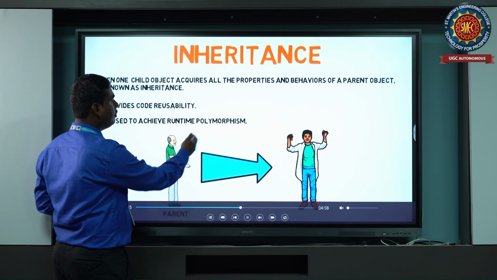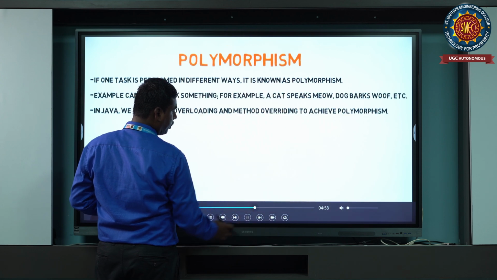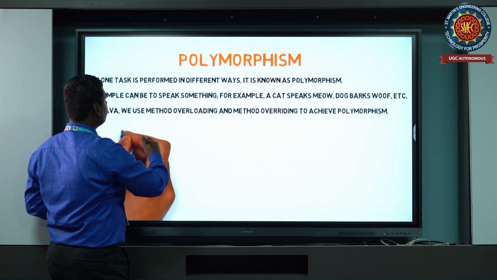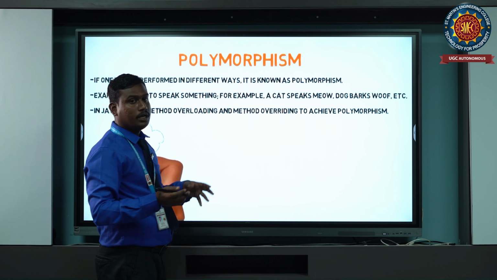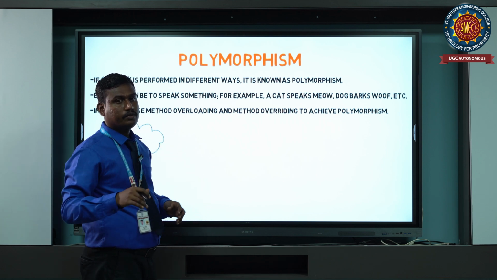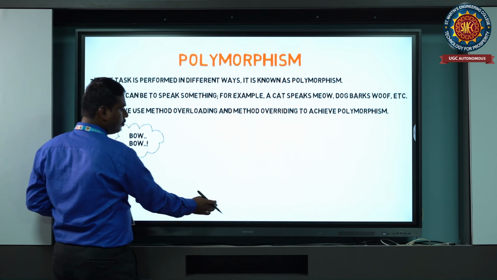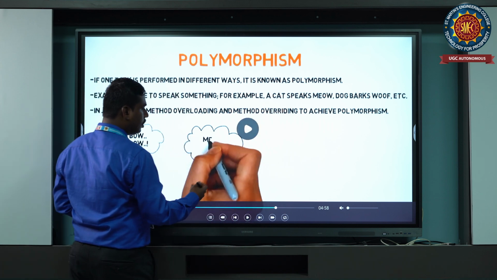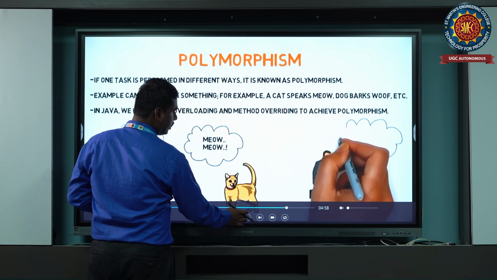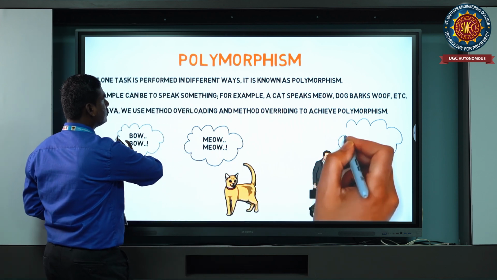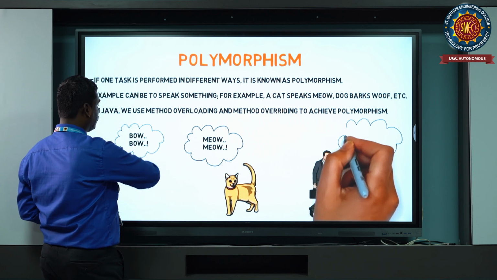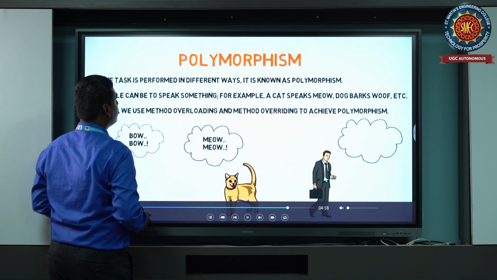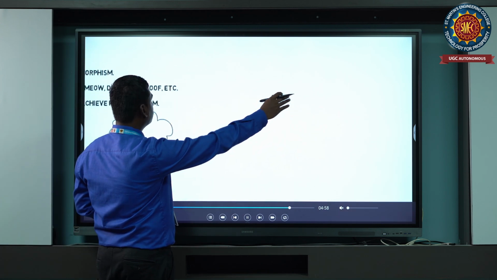Next one is runtime polymorphism, also called polymorphism. In polymorphism, we perform the same thing in different ways. For example, a dog says bow bow, a man talks, and a cat says meow. The behavior is the same, speaking, but the function is different. How they behave and what sound they make is different. That tells about polymorphism. To speak something, for example, a cat speaks meow.